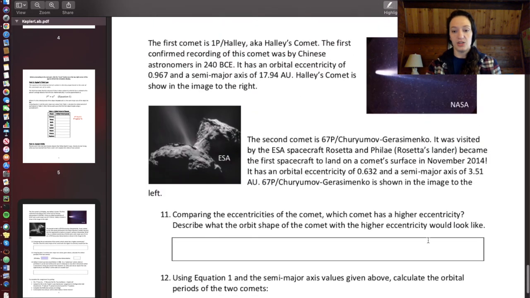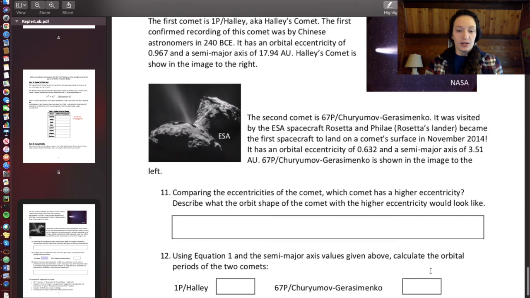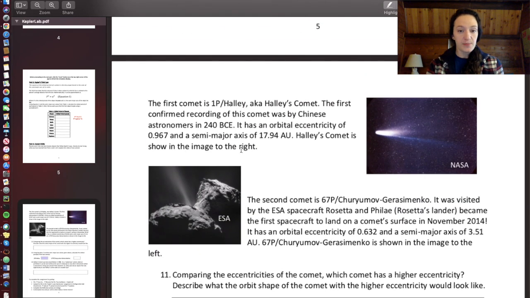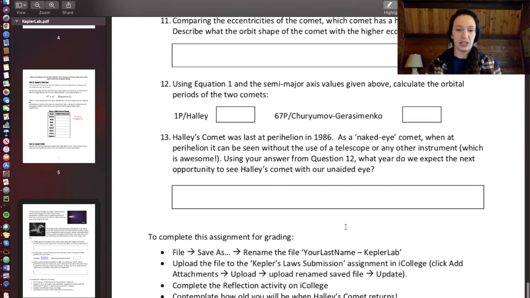And again, just to point out, you need the semi-major axis values, and so the semi-major axis of Halley's Comet is 17.94, and the semi-major axis of 67P is 3.51. So you just want to plug those in and calculate it.